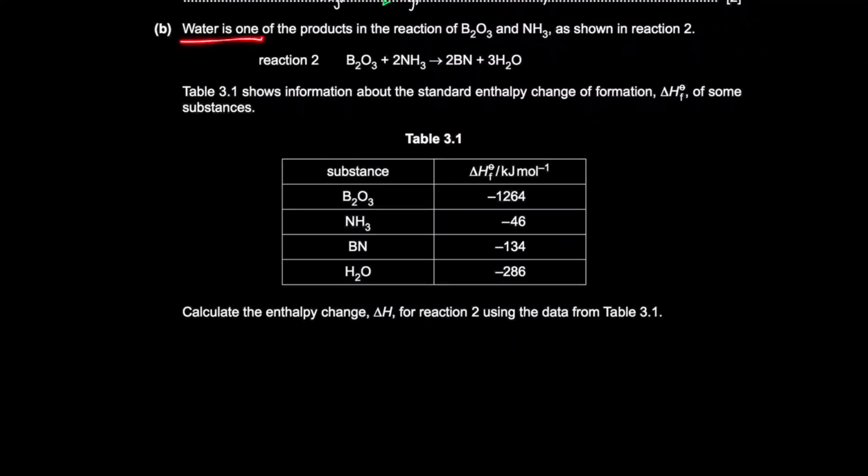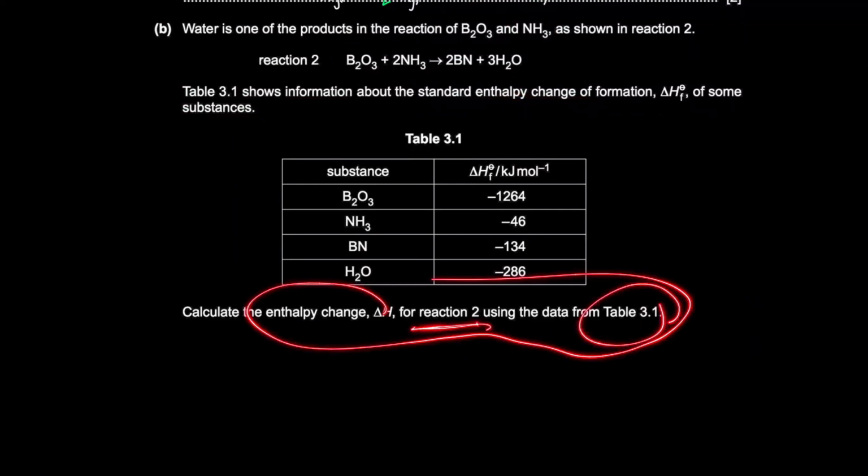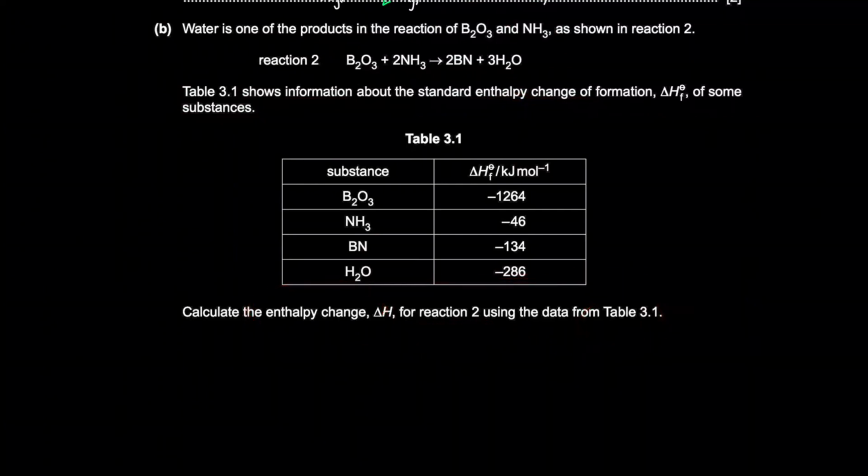Water is one of the products in the reaction of B2O3 and ammonia as shown. Table 3.1 shows information about the standard enthalpy of formation of some substances. Calculate the enthalpy change for reaction 2 using the data from table 3.1. To determine what to use, just look at the data given. The data given to us is enthalpy of formation. You can draw an energy cycle, but we don't have to.